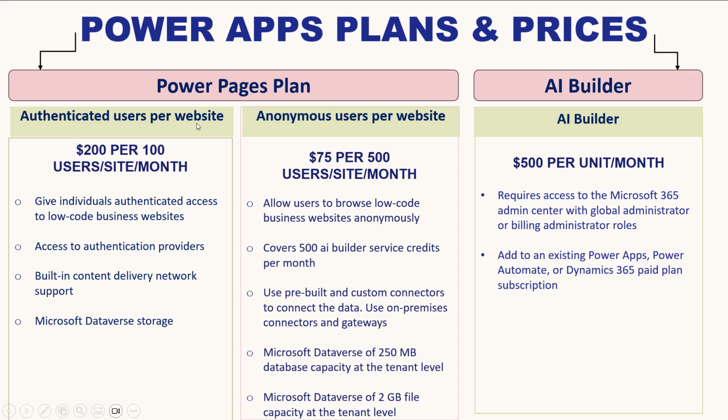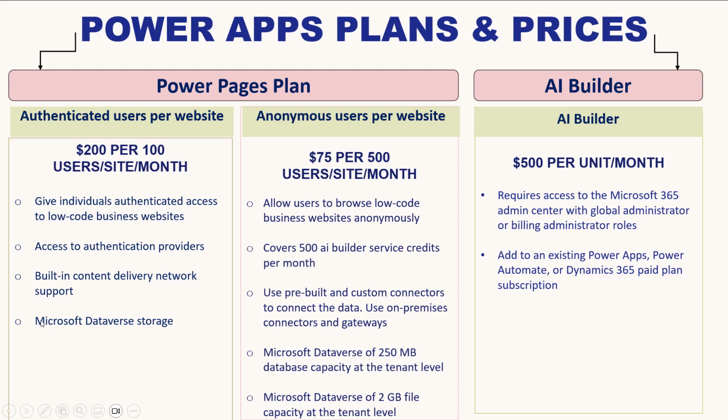In the authenticated users per website plan, it gives individual authenticated access to low-code business websites. Whereas the anonymous users per website plan allows users to browse low-code business websites anonymously. In the authenticated plan, you get access to an authentication provider, and in anonymous, it covers 500 AI Builder service credits per month. In the authenticated user plan, there is built-in content delivery network support, whereas the anonymous plan uses pre-built and custom connectors to connect the data. Also, you can use on-premises connectors and gateway.